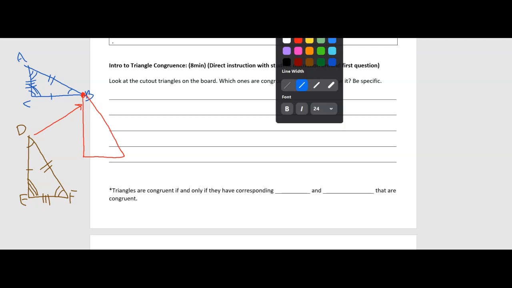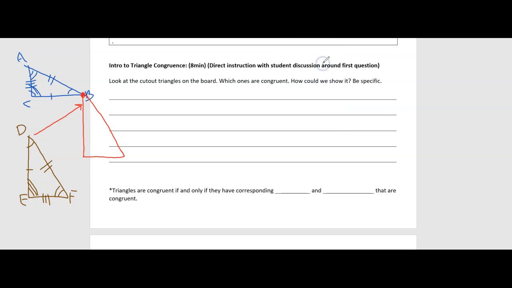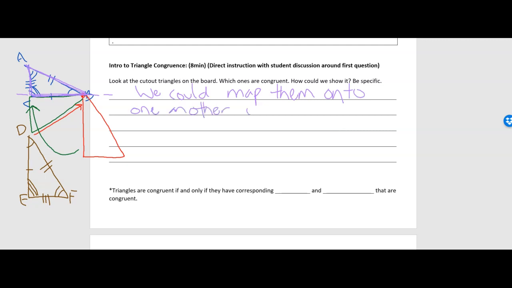I'm just going to leave the vertices off. I think we understand the idea. Then I could think about rotating it so it looks like this. Then I could think about reflecting it over this purple line, right, to get this triangle right here, and then it would be mapped onto the blue one. So again, we could map them onto one another using a series of rigid motions.